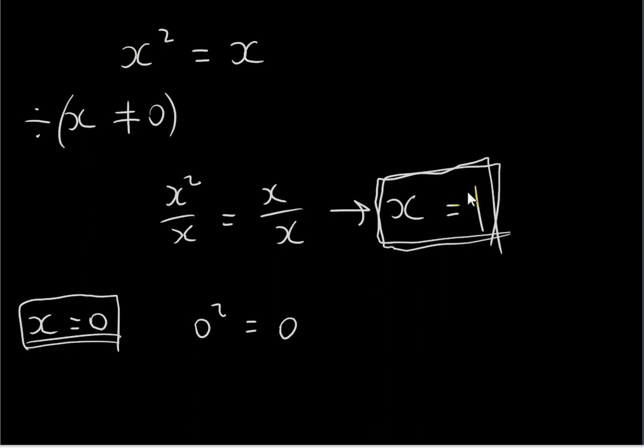This is a solution only when x is not 0. So anyway, in this case, setting x equal to 0 does give us a solution. In the example we did, setting cos x equal to 0 led to no solution.